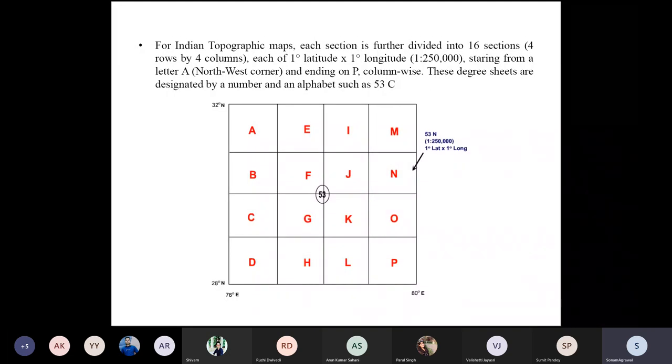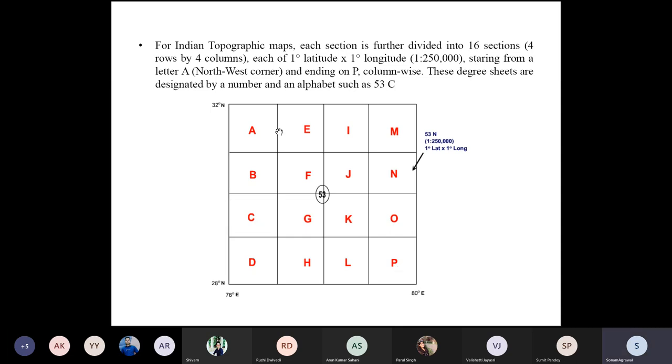This 1 degree cross 1 degree map is at the scale of 1:250,000. If you divide a 4 degree cross 4 degree map, how many 1 degree cross 1 degree maps will appear? 16. You can see it on the screen. 76 degree up to 80 degree east, 4 degree, from 28 degree up to 32 degree north, again 4 degree. So this one is a 4 degree cross 4 degree sheet, and if you divide it into 1 degree cross 1 degree, a total of 16 maps will come. So how are they numbered? See, A, B, C, D, E, F, G, H, I, J, K, L, M, N, O, P.